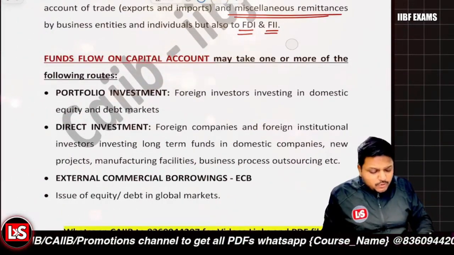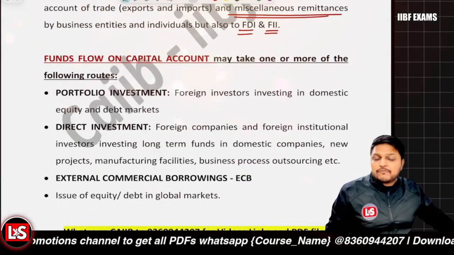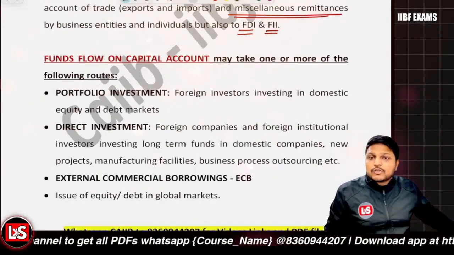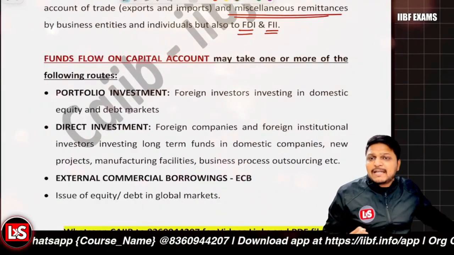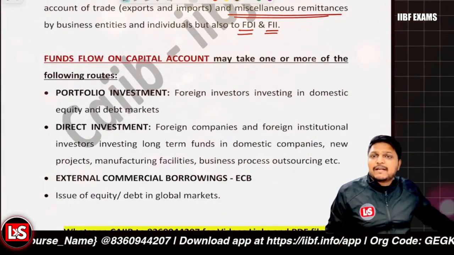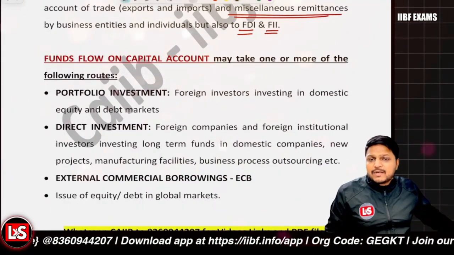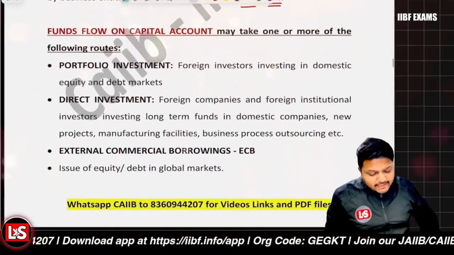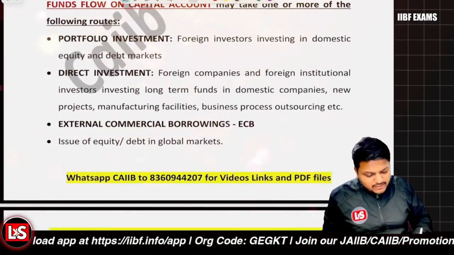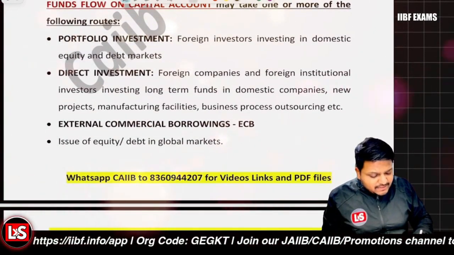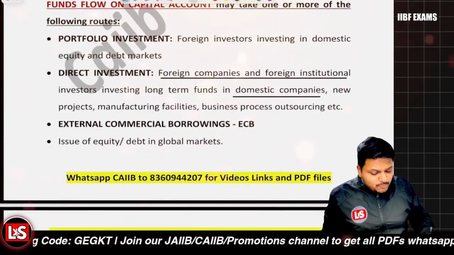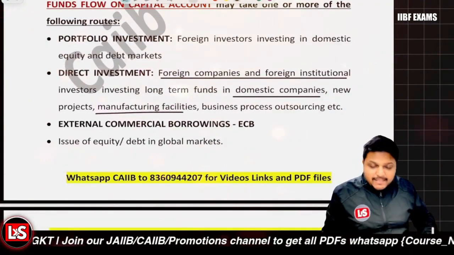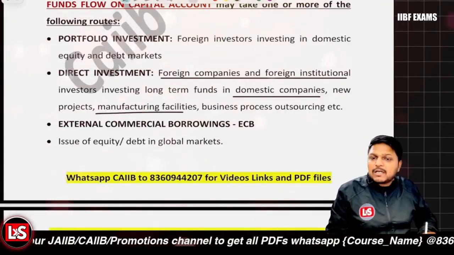And that could be due to different purposes for different routes, right? So it could be related to portfolio investment. Like if you have done equity investment or debt investment, that will be a capital account transaction. And it could also be related to direct investment, like the foreign companies, foreign institutional investors. Basically, they have invested for the long term in the domestic country, in new projects, in manufacturing facilities. That is also a capital account transaction.